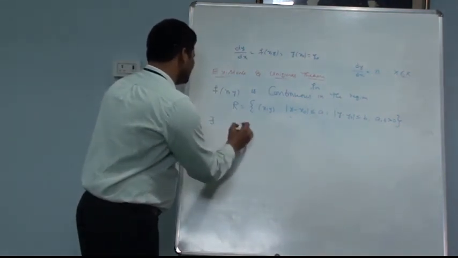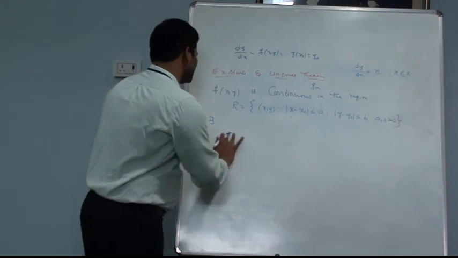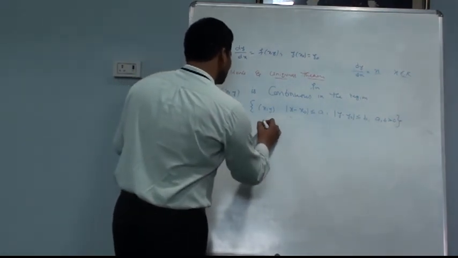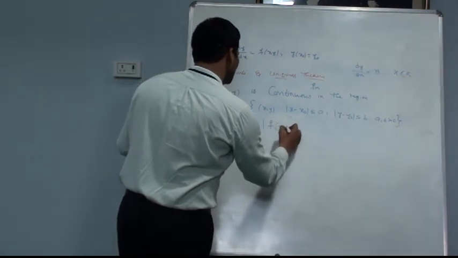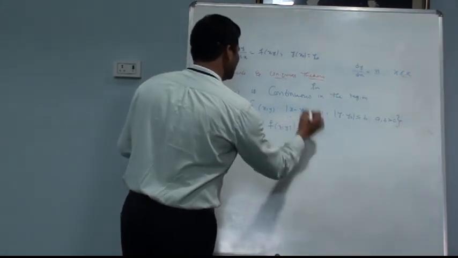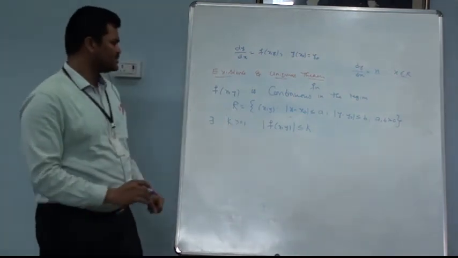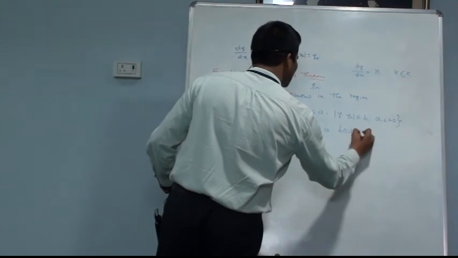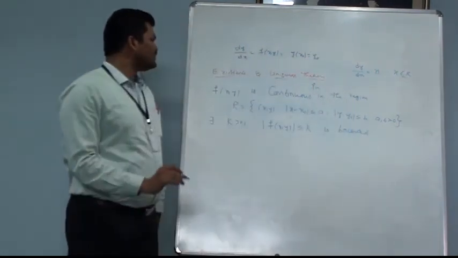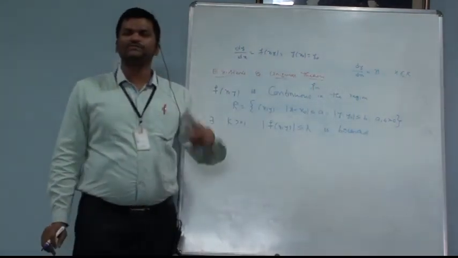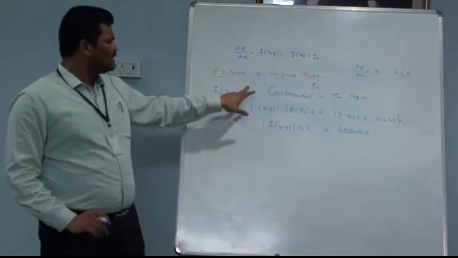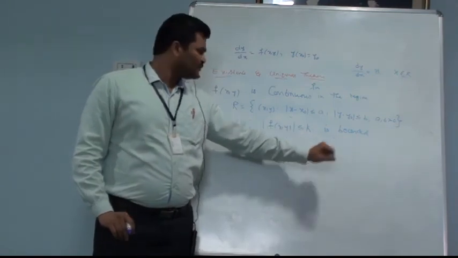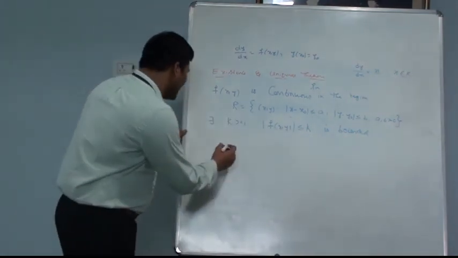There exists k greater than 0 such that modulus of f of x, y is less than or equal to k. What is this condition? This condition says f of x, y is a bounded function. This is another important point for defining the existence theorem. To define the existence theorem, first of all, f must be continuous and f must be bounded.